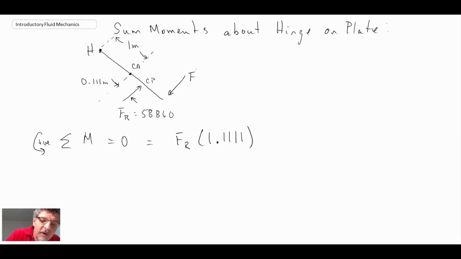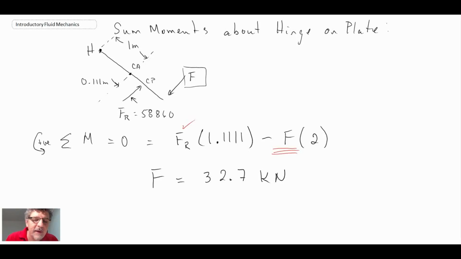And then the restoring force, or the force that's holding the plate shut, is going to be operating in a clockwise manner, and so it will be negative. And how far away is it? Well, it's the length of the plate, which is 2 meters. We get that equation there. We can then solve for the force required to hold the plate shut, which is the only unknown, because we've determined the other already. And what we get is 32.7 kilonewtons.